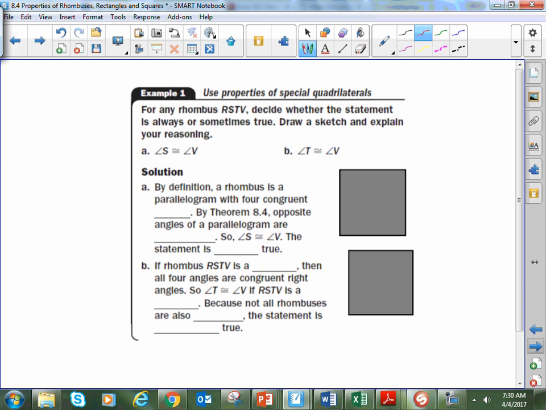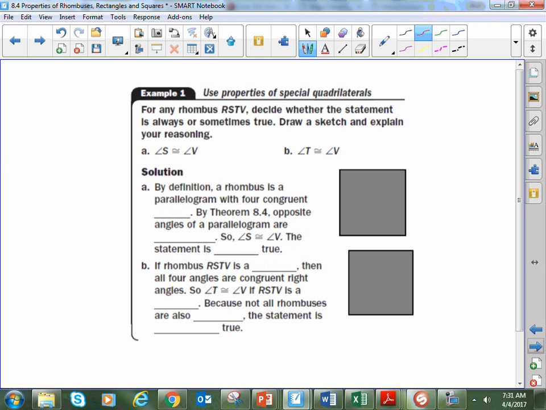But now moving on. I've covered up the diagrams in the video, so try not to pay attention to them on your notes, because we want to see if we can think our way through the problem without that. Then we'll go back and take a look at our diagrams. So we have a rhombus, RSTV. Is the statement we're given always true? Is it sometimes true? So draw a sketch and explain it.